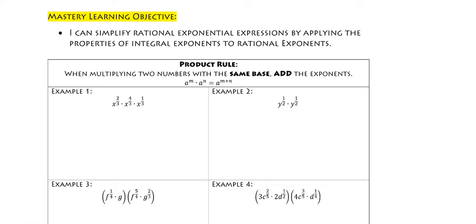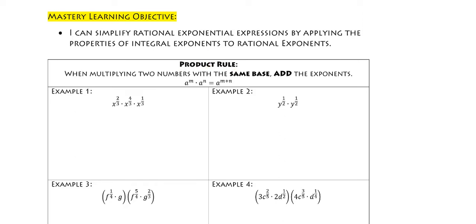And welcome back. Today our MLO is: I can simplify rational exponential expressions by applying the properties of integral exponents to rational exponents. Today we're going to look at the product rule. And it kind of says what it does in the rule. It takes the product, meaning you multiply.